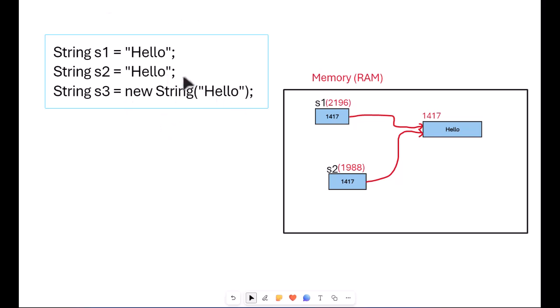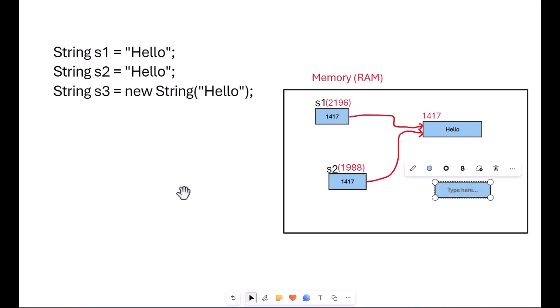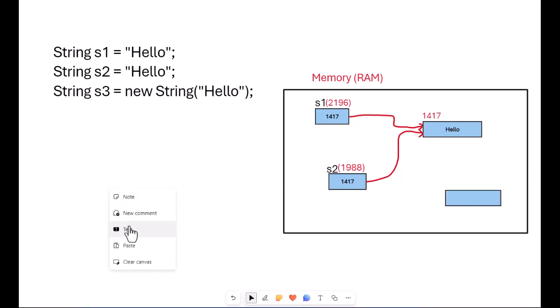So this is not the same as the literal. New string means create a new memory location, somewhere new in memory. This is it, a new memory location, and put the value hello in it. So let me put this at some other memory location like 1765. Again, these are just random numbers. So this is a new string with the value hello. Now you see I have two hello in memory.